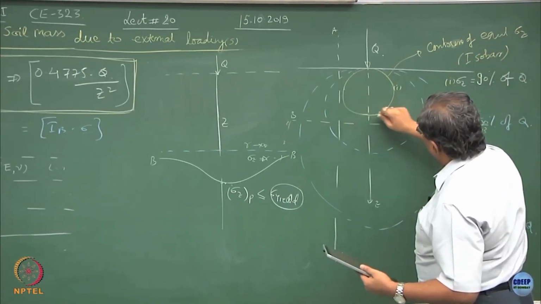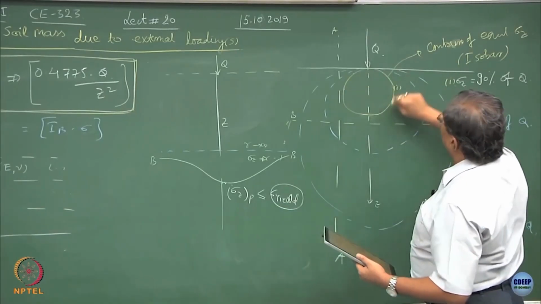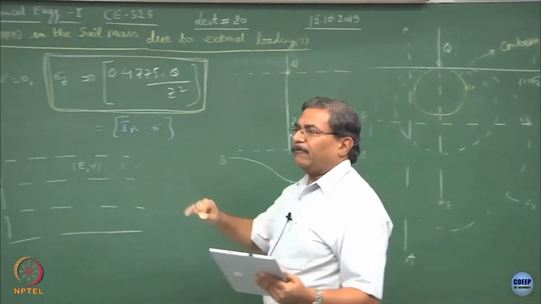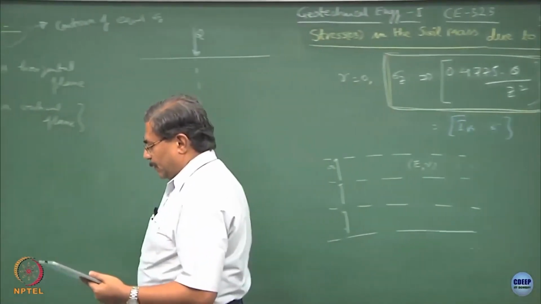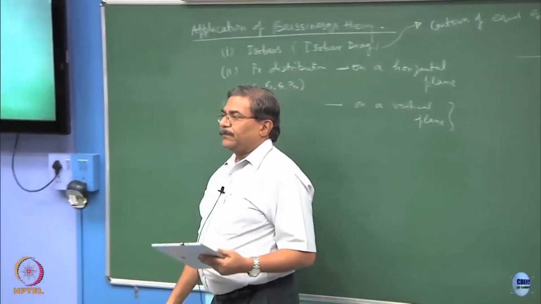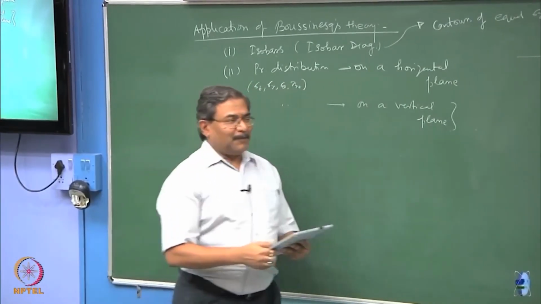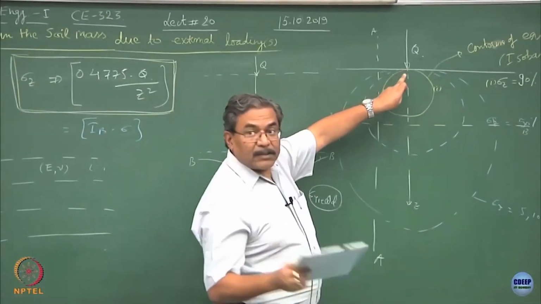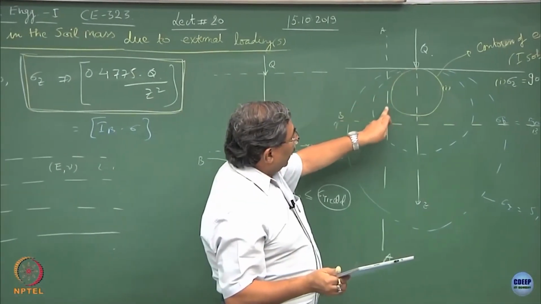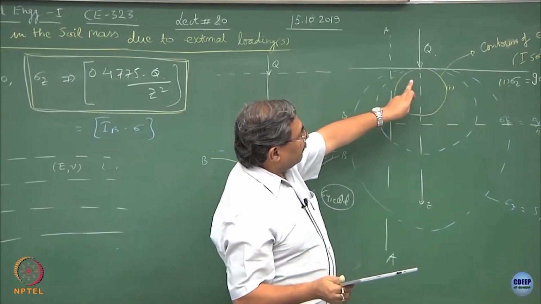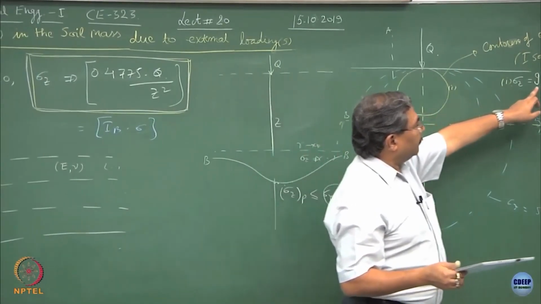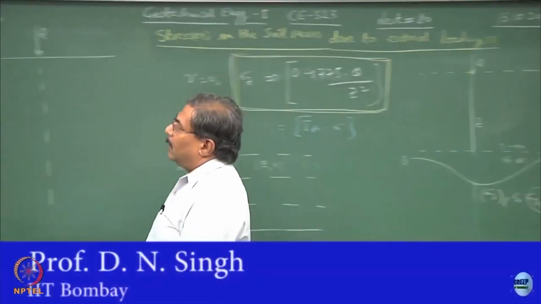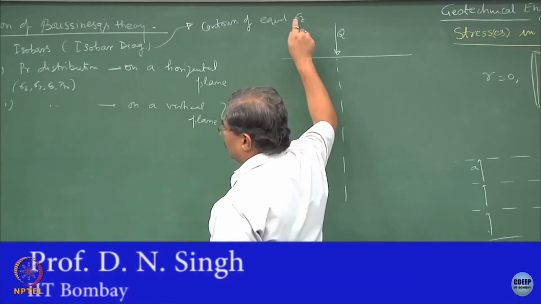So, this whole yellow color bulb is going to be representing sigma z equal to 95% of the stresses which are getting transmitted to the soil mass, not the inside part. These are the contours of the points. Each and every point on this surface is going to be of 90% Q value. So, that is why we call them contours of equal sigma z's.